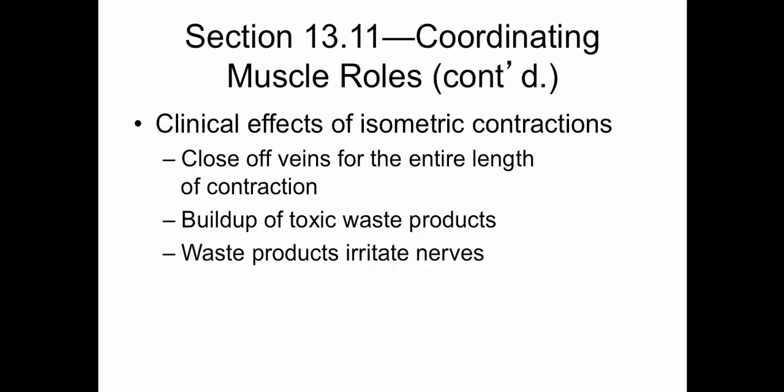There are some clinical effects of isometric contractions. They tend to close off veins for the entire length of the contraction. There's a buildup of toxic waste products, and the waste products can irritate the nerves. This loss of arterial blood supply to the tissues of the body can cause ischemia.